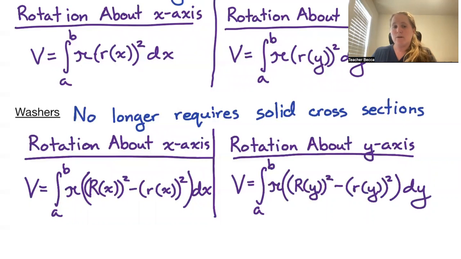So again, when we're doing rotation about the x-axis, we use vertical cross sections for our washers. They have thickness dx, so everything was in terms of x. When we do rotation about the y-axis, we're looking at horizontal cross sections. They have thickness dy, so we're looking at everything in terms of y.